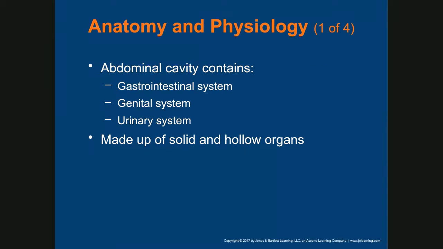The abdominal cavity contains the gastrointestinal system, genital system, and the urinary system, made up of solid and hollow organs. And at this stage, you should know the difference between your solid and your hollow organs. Solid organs tend to be highly vascular, so they will bleed a lot when injured. Hollow organs have digestive juice within them, so when that spills, it can cause irritation, leading to some form of itis and in general peritonitis.